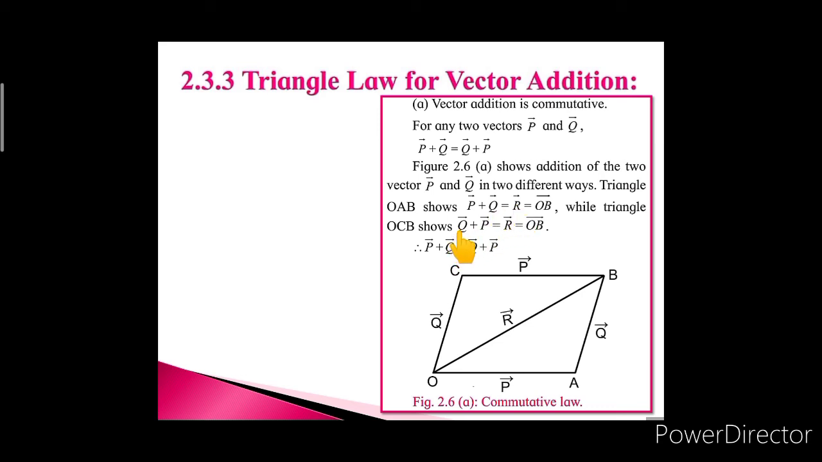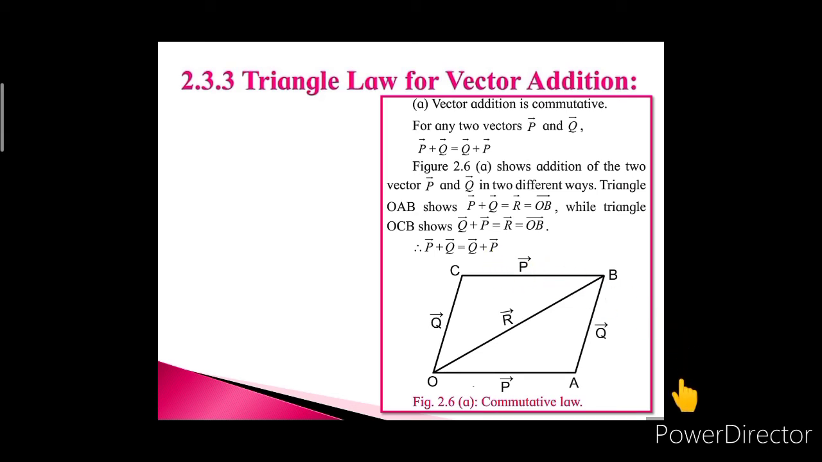And when we add vector Q with vector P, we again get the same OB vector, which is the resultant. That means in both additions, as we change the order of addition, the resultant obtained using the triangle law of vector addition has the same magnitude and the same direction, that is the OB vector, represented as R vector. So we can say that vector addition is commutative, and hence vector P plus vector Q is equal to vector Q plus vector P.